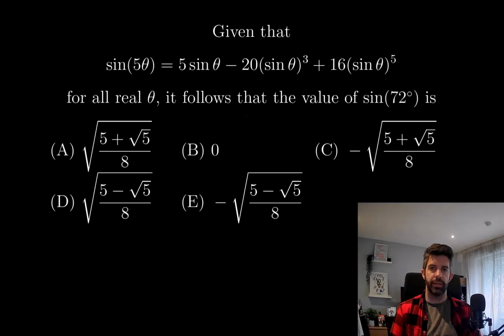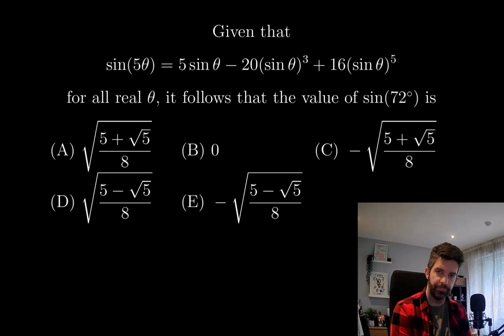Given that sine 5 theta is equal to 5 sine theta minus 20 sine theta cubed plus 16 sine theta to the 5 for all real theta, it follows that the value of sine 72 degrees is one of these quantities.